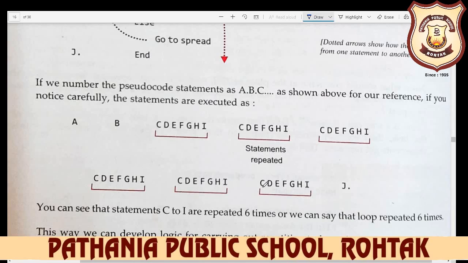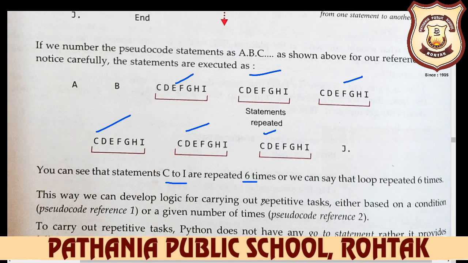1 time, 2 times, 3 times, 4 times, 5 times, 6 times. Or we can say that the loop repeated 6 times. Looping statement, repeating statement, iteration statement, you can say here. So we do the implementation practically in repeating statements. This way we can develop logic for carrying out a repetitive task either based on a condition, pseudocode reference 1, or a given number of times, pseudocode reference 2.